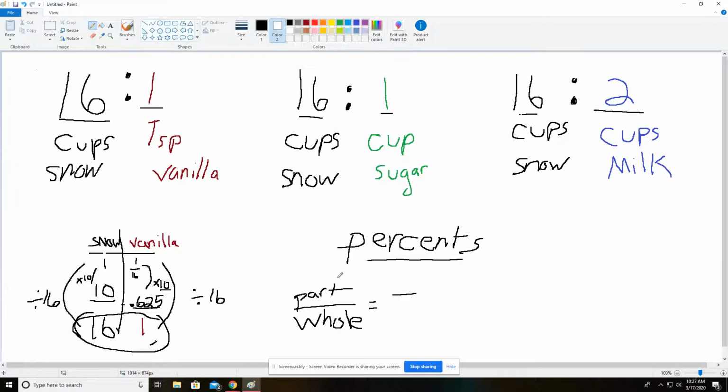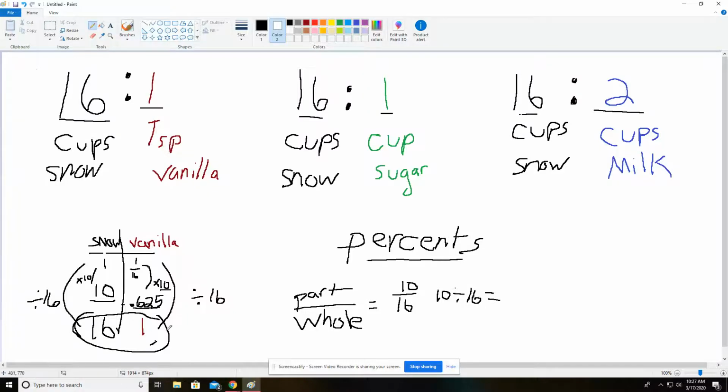I want to talk about it in terms of part and whole. These values all up here are the whole, since they're what we started with. We want to use the part. This is the part that they gave us. They told us that we now have 10 cups of snow, but we started with 16, and that was our original recipe. So 16 is our whole. 16 is going to go down here, and 10 is going to go on top. Remember, this is just a division problem, so it's 10 divided by 16.